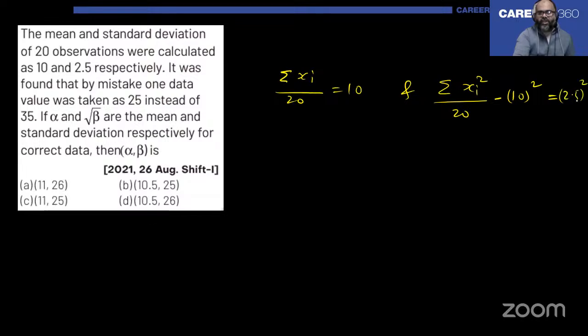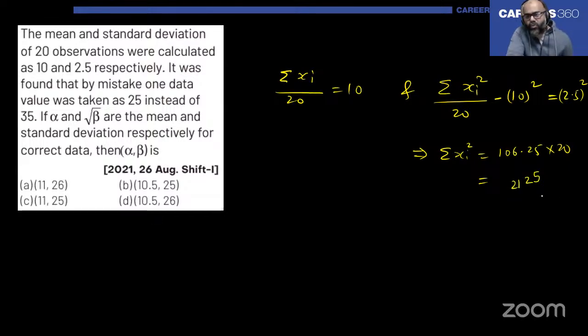Standard deviation is actually the square root of variance, so variance is the square of the standard deviation. From here we get sigma of xi square is equal to 6.25 plus 100, that is 106.25, into 20. Multiplying, we are getting 2125. So this is sigma xi square.